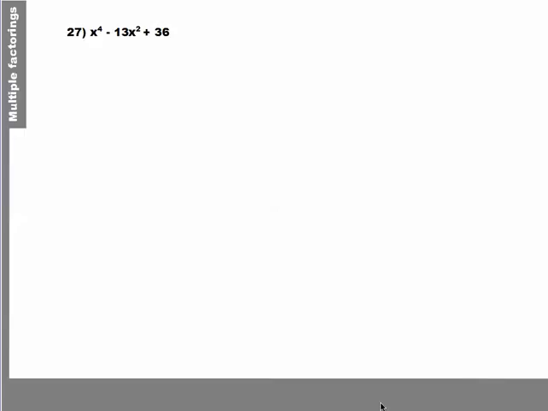It might be, because 36 is a perfect square, and x to the fourth is a perfect square. So let's treat this as a square binomial. And a square binomial will have one set of parentheses, one binomial, and it'll be squared. So what is the square root of x to the fourth? X squared. Since this middle term is negative, it has to be negative. Square root of 36 is 6.